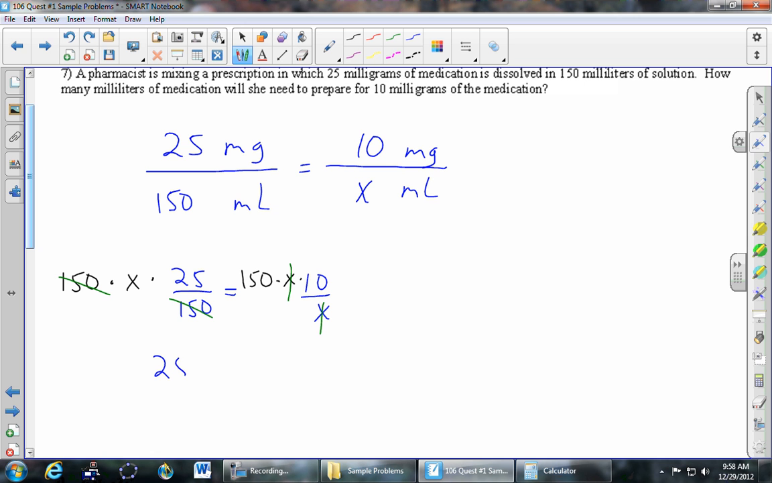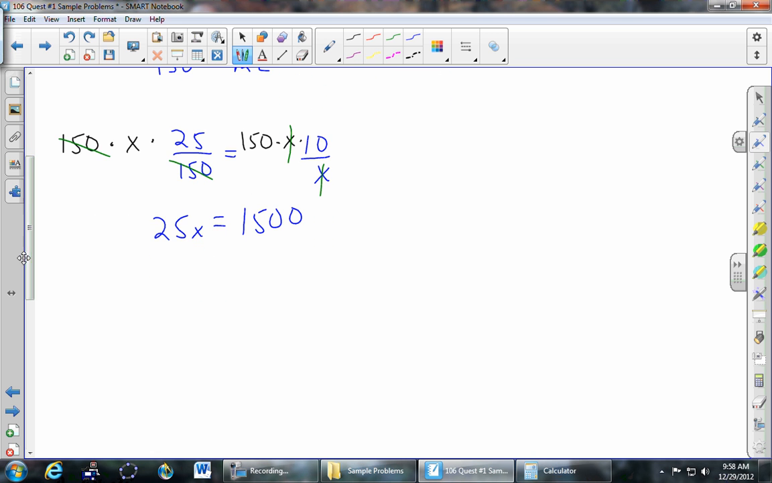Here we have x times 25, or 25x, is equal to 150 times 10, which is 1500. And again, if cross multiplying means something to you, then you would have been able to skip that intermediate step. Either way, we should get down to that bottom equation, and then we'd divide both sides by 25. And 1500 divided by 25 is 60.